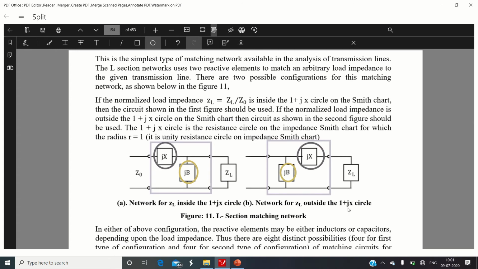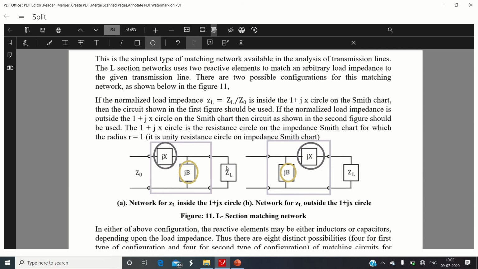The L section network is just a combination of reactances. The reactances are arranged such that there is one reactance in the series arm, which I indicated over here with the first circle for these two cases, and there is another reactance in the parallel arm, which I indicated with this second circle for these cases. So there are two configurations available over here.